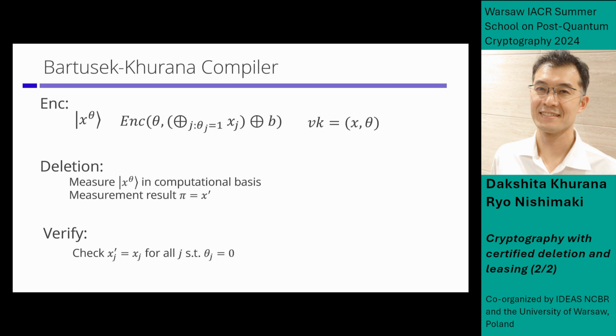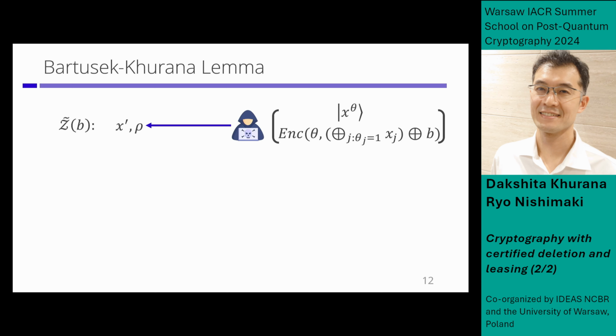as Shweta asked, it doesn't matter whether we use Hadamard basis measurement or computational basis measurement to generate a deletion certificate. If we use the computational basis measurement for deletion, then we just check the computational basis part of the certificate. And this is almost the same as the security proof of the construction that we looked at.